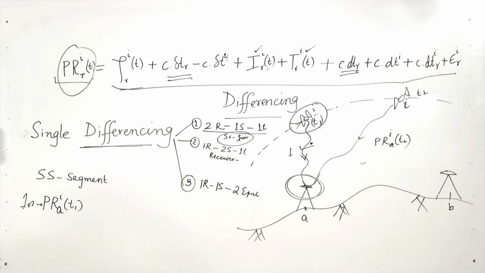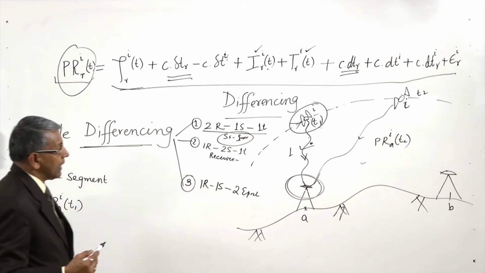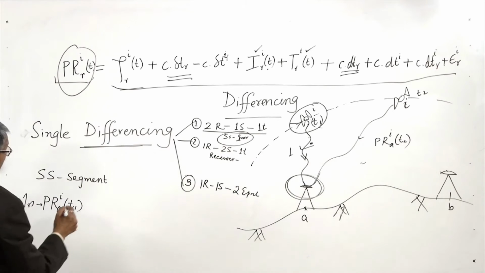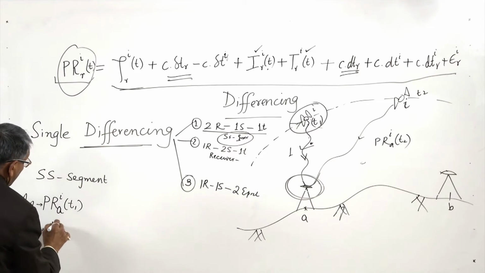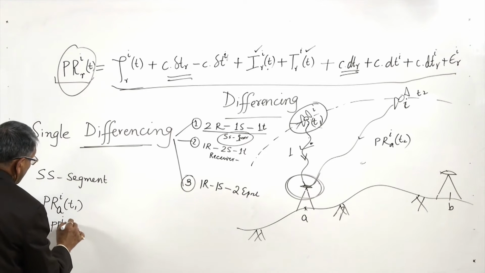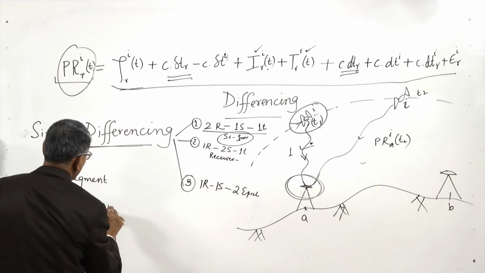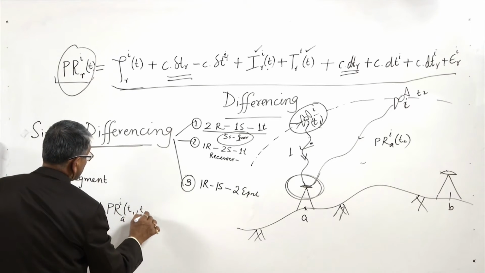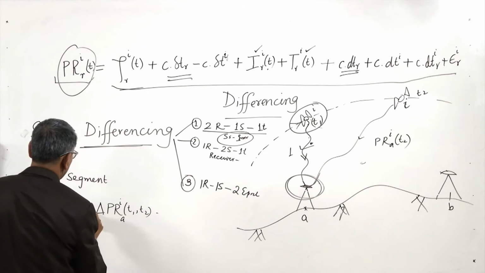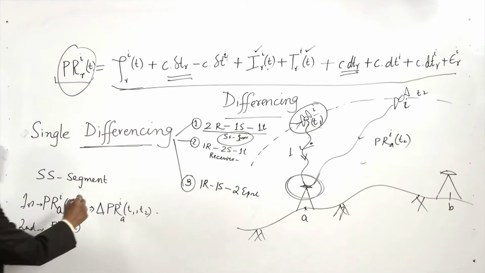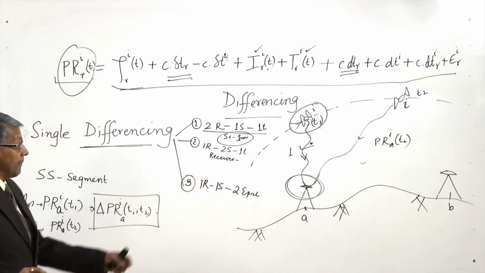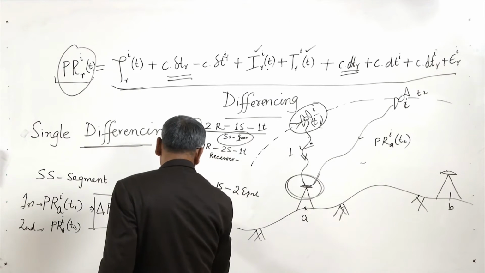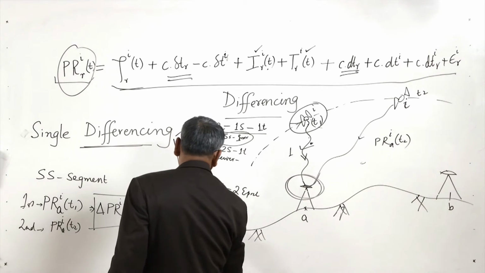So in this case, as the signal is travelling from the same satellite, the second will be PR A I at T2. So del P, the pseudo range difference between T1 and T2, this minus this, is the difference. So this type of signal will be free from integer ambiguity.